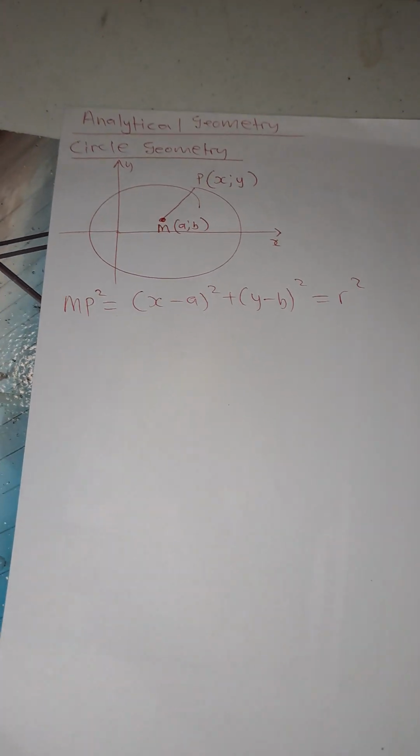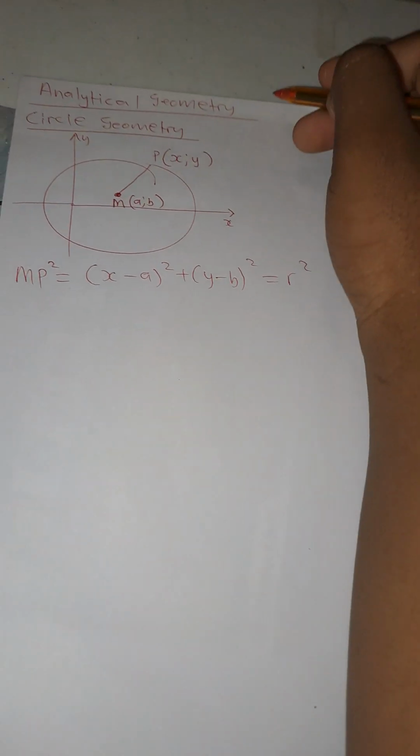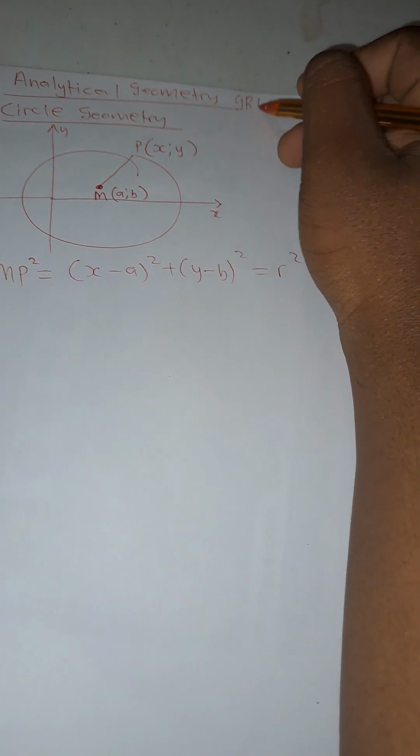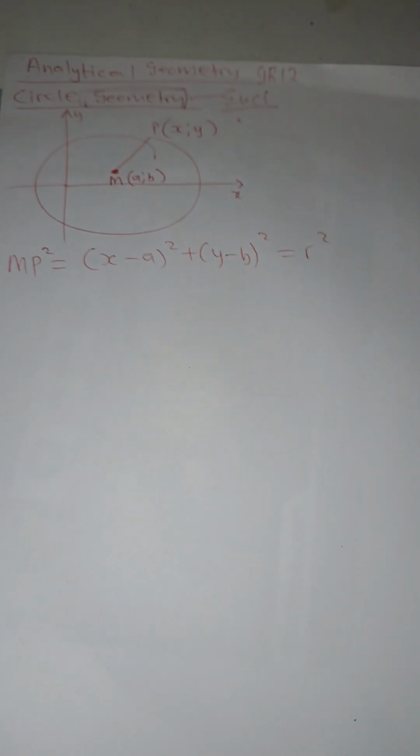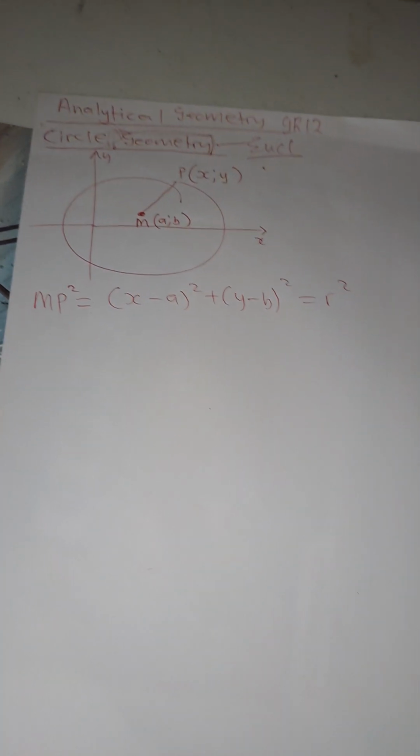I'm fine. So today we're doing analytical geometry. Let me be specific. Grade 12. Circle geometry. Please be careful. I can see the word geometry. See the word geometry. It means Euclidean geometry is also involved. And after seeing the circle, know that your theorems for circles are going to be involved again.